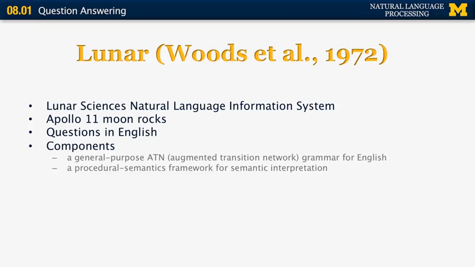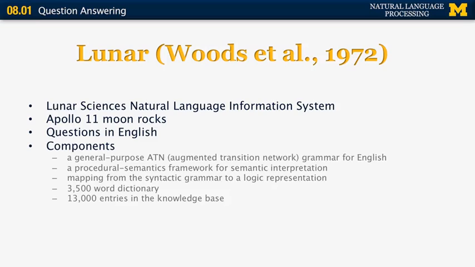And then it uses a procedural semantics framework for semantic interpretation. So it's able to convert syntactic information from the question into some sort of a semantic representation that is specific to the domain. It maps the questions to a logical representation, and it uses a 3,500-word dictionary. It has 13,000 entries in the knowledge base.